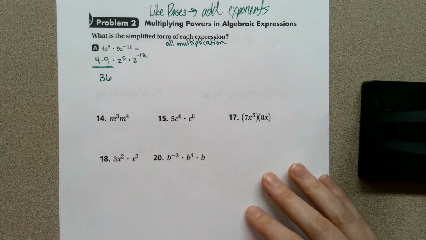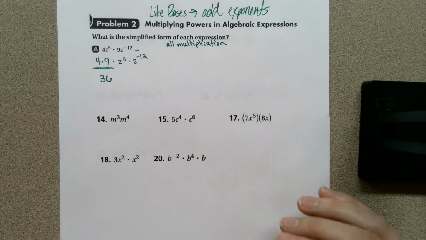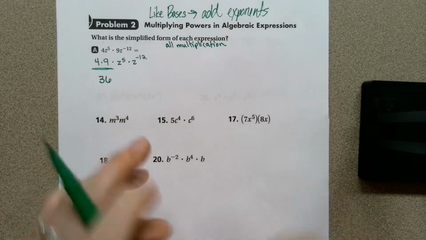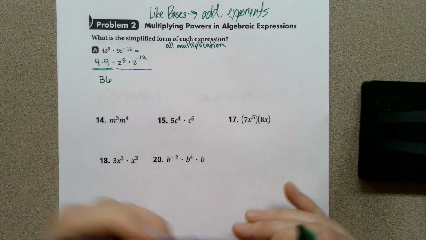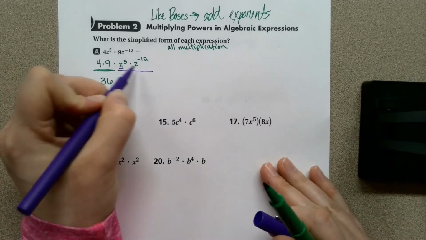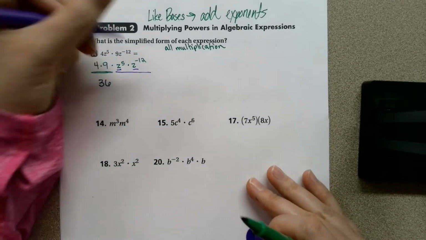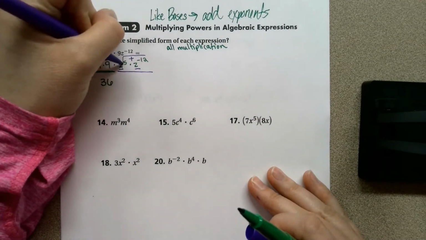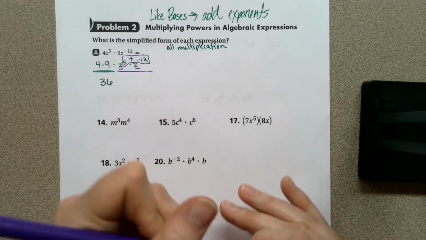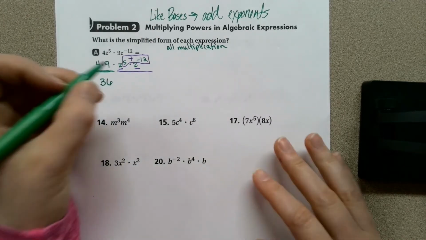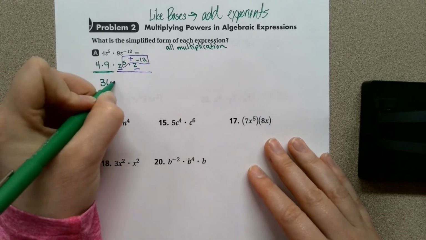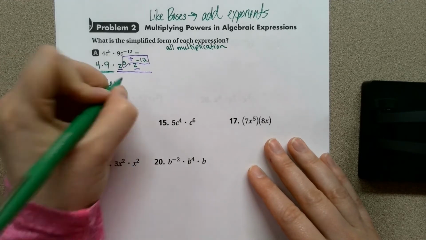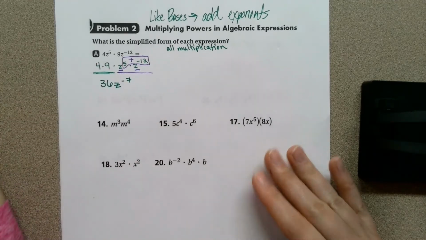Plain numbers without exponents, those are going to be like bases to us. And then the next ones we see are z to the 5th and z to the -12th. They have the same base with different exponents. So we're going to add their exponents. Still using multiplication between the 36 and the variables, we'll have z to the -7th power.